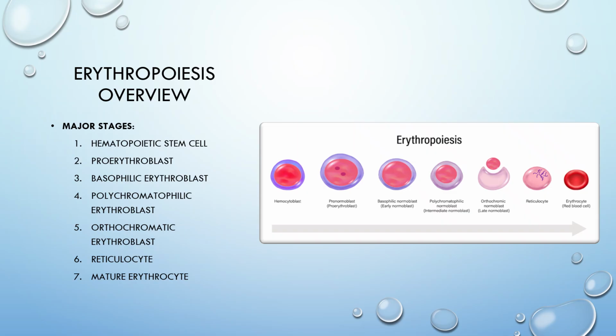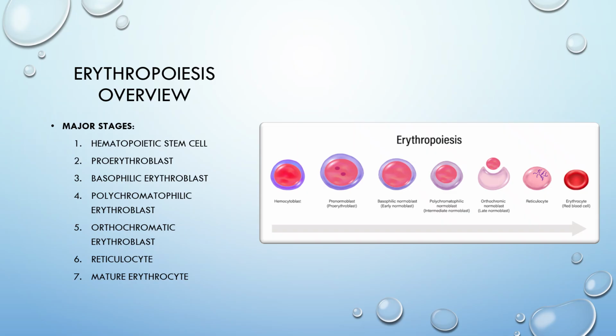As hemoglobin accumulates inside the cell, the cytoplasm gradually shifts from deep blue, reflecting high RNA content, to a more pink coloration as hemoglobin becomes the dominant protein. At the same time, the nucleus becomes progressively smaller and more condensed until it is eventually expelled from the cell entirely. Once the nucleus is lost, the cell enters the circulation as a reticulocyte, which is essentially an immature red blood cell that is finishing the last stages of maturity.